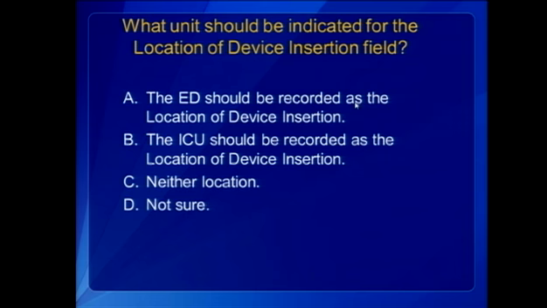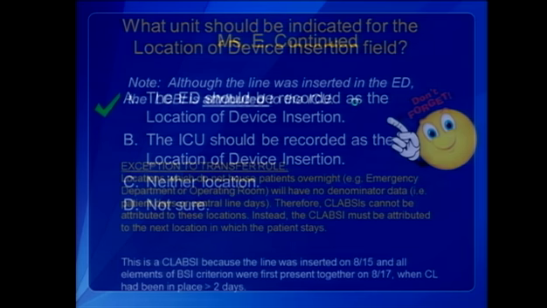What unit should be indicated for the location of the device insertion field? When you enter this BSI into NHSN, there is a field that asks for the location of device insertion. Would you record it as the ED? Would you record it as the ICU? Would you record it as neither of those two, something else? Or you're not sure? Correct answer is that ED should be indicated as the location of device insertion.